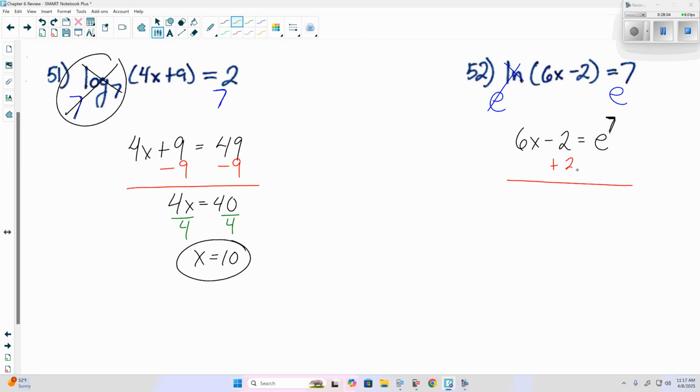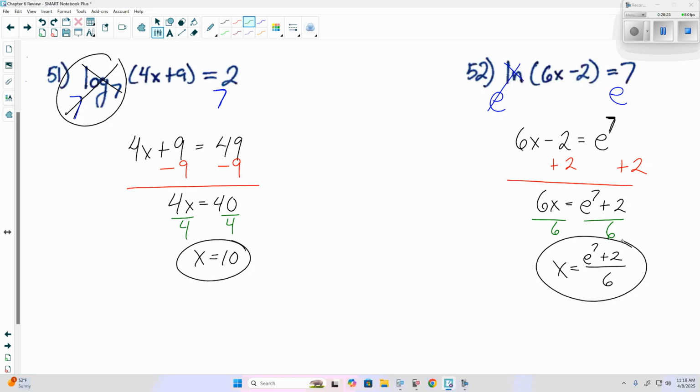Now at this point here, we just need to solve for x. So we can add 2, telling us 6x is equal to e to the 7th plus 2. And then lastly, we would divide by 6, telling us x is equal to e to the 7th plus 2 divided by 6. And that's as far as you have to take it. Yes, there is a decimal approximation we could get from this. That's the answer.